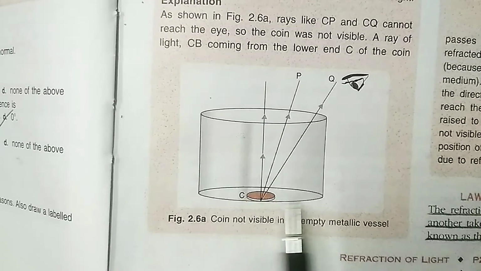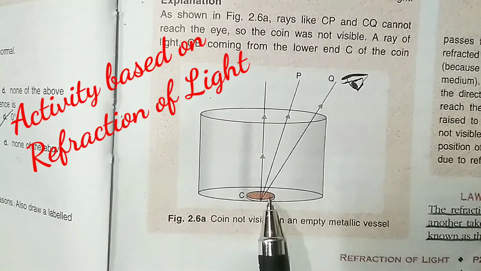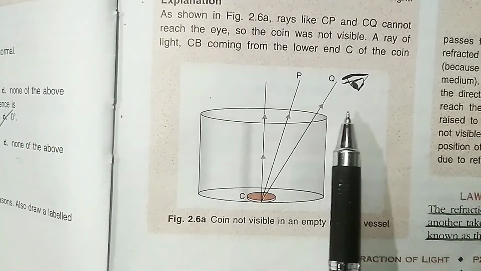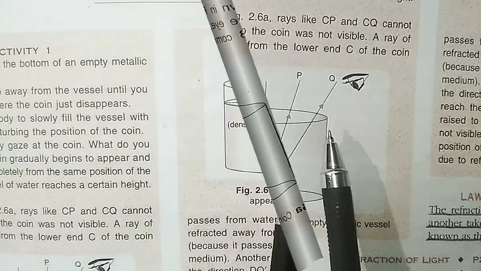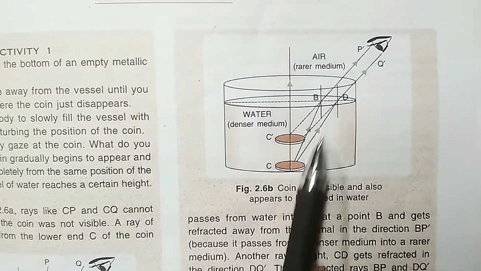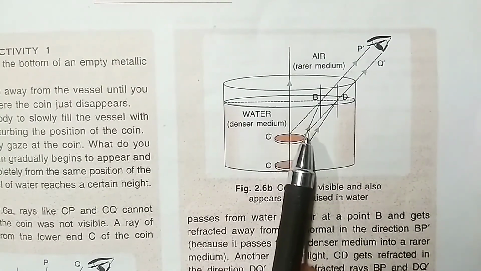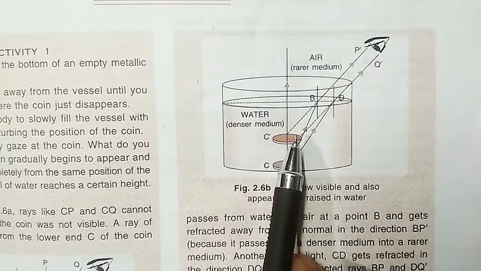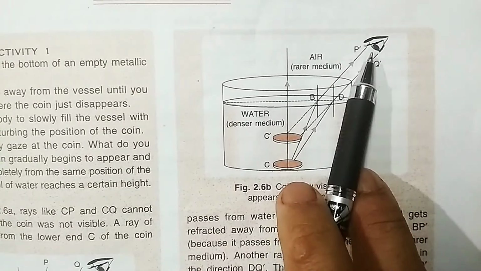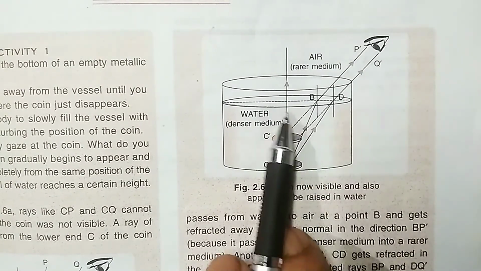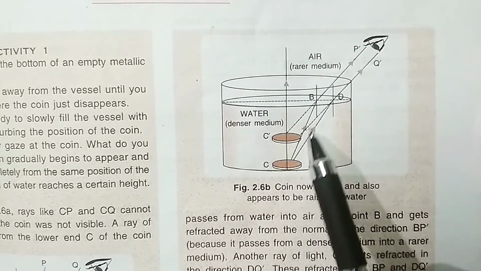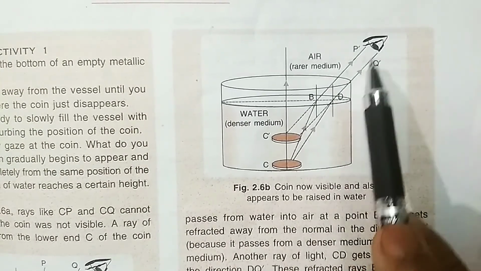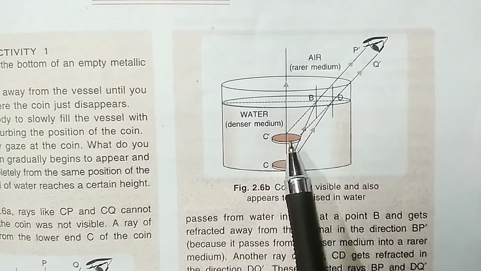You take a metallic vessel and place a coin at the bottom of the container. Now slowly move away from the vessel until you reach a place where the coin just disappears. Now you can ask someone to slowly fill the vessel with water without disturbing the position of the coin. Slowly you will find that the coin gradually begins to appear and can be seen completely from the same position of the eye after the level of water rises up to a certain level. It is because the rays of light which were going straight, now they are going to bend away from the normal, and as a result the coin will be visible. It will appear slightly higher than its actual position.